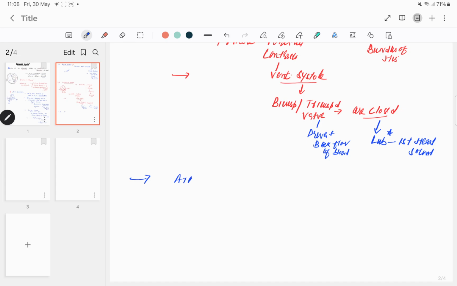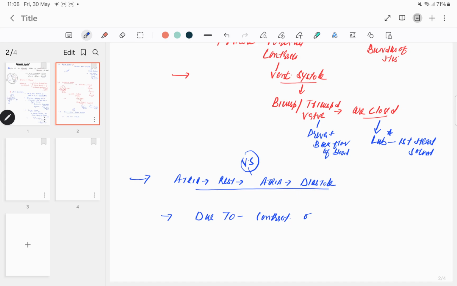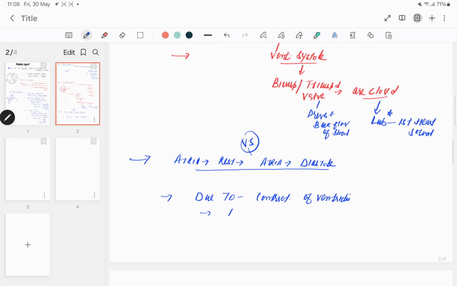Now, what happens? In this stage, the auricles are at rest. We can say the auricle is under diastole. We can say ventricular systole coincides with atrial diastole. Now, due to contraction of the ventricles, the ventricular pressure is more.